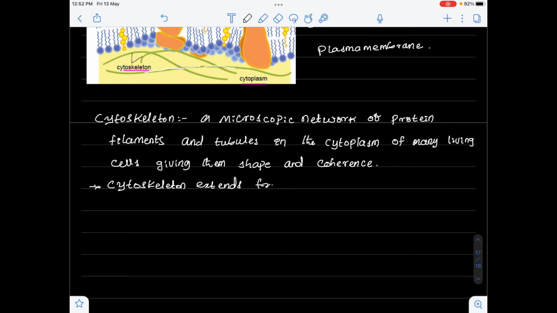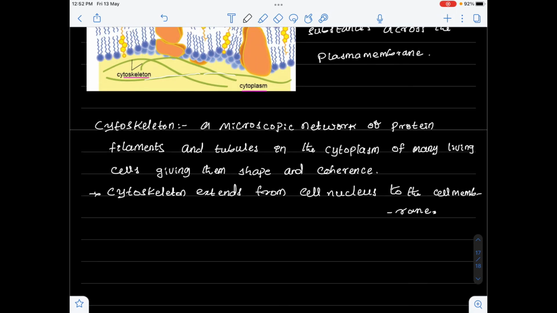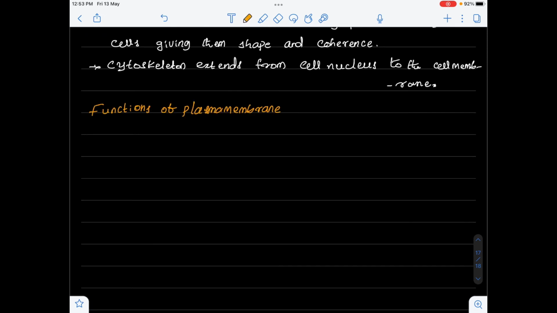Cytoskeleton extends from the cell nucleus to the cell membrane. After this, let us discuss the functions of the plasma membrane. The main functions of the plasma membrane: holding cell contents.